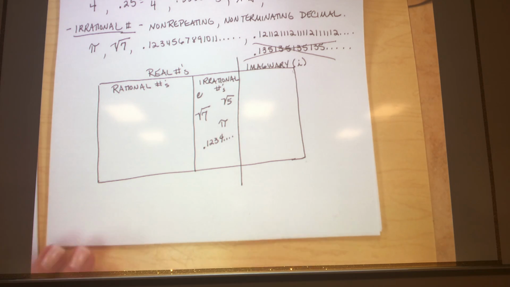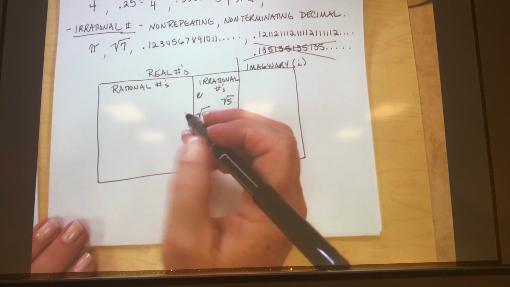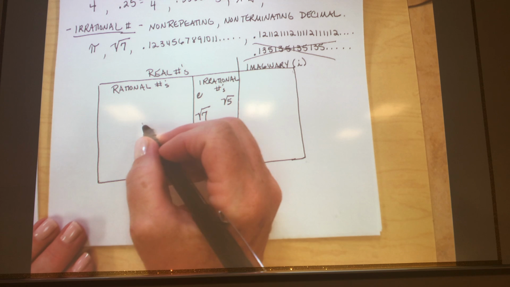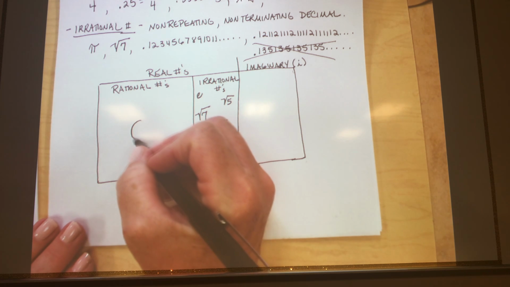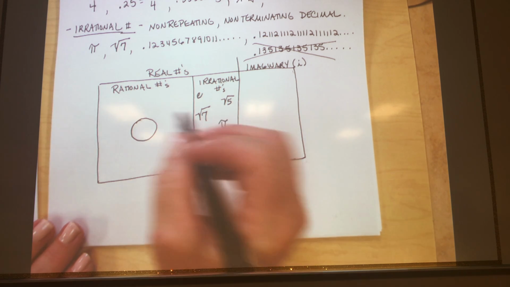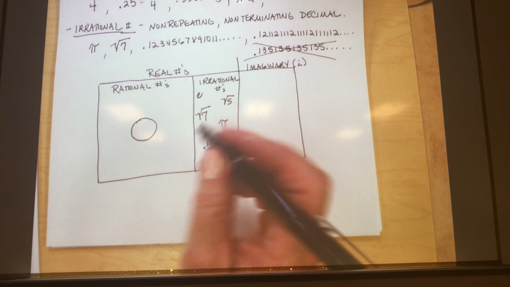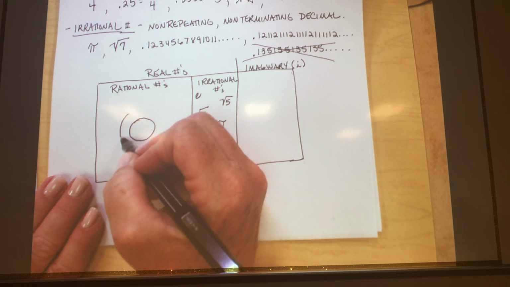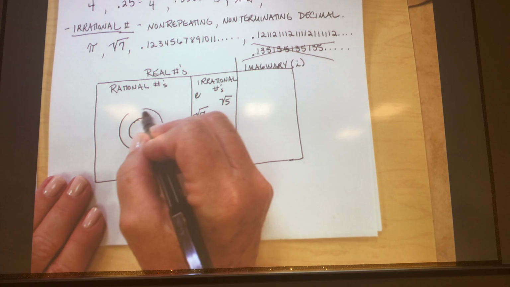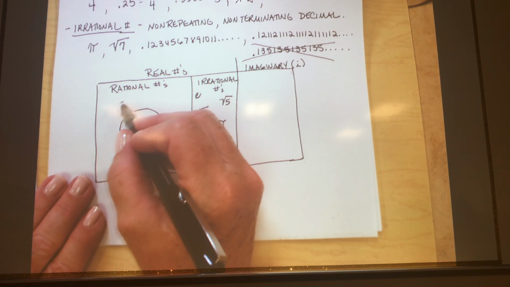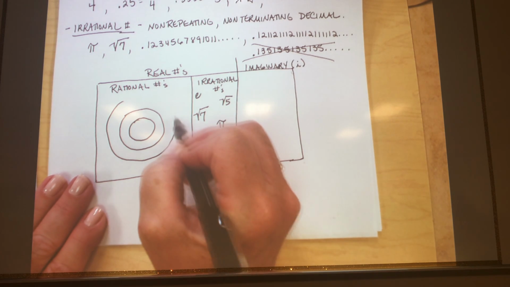Right? Okay, now let's do rational numbers. Okay, so here's what I want to do over here. I want to make a circle about this big, so I have enough room to write in it. And then I want to make another circle around it. And then I want to make another circle around it.